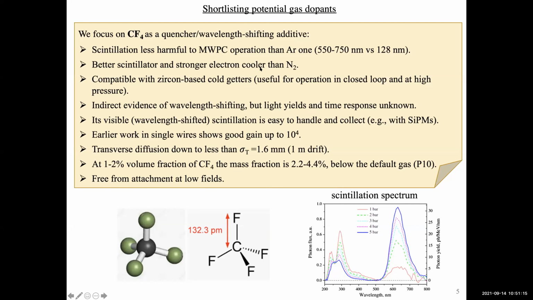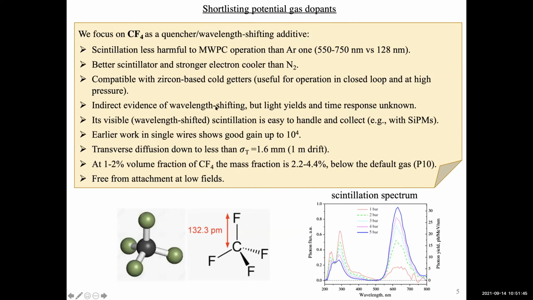It's a better electron cooler, so it's good for drift diffusion. In general, scintillation is less harmful to the wire chamber. It's in the visible range compared to the 128 nm of argon or the 300 nanometer of nitrogen, and so it's also less reactive than other gases, but nitrogen is also very little reactive. So these are both compatible with cold getters a priori, and we have verified that. So there is very little absorption of them.